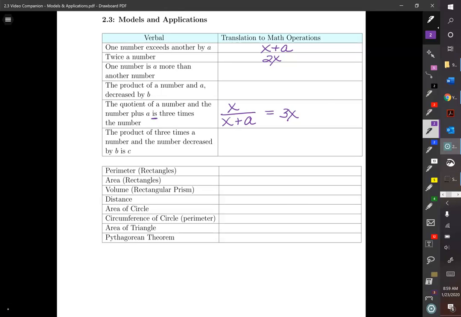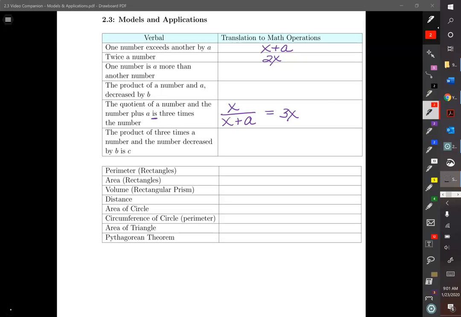And the next one, I'm going to see if you can try it on your own. The product of 3 times a number and the number decreased by b is c. So that one's also going to be an equation. So stop the video and try those, and I'll fill in what they are.